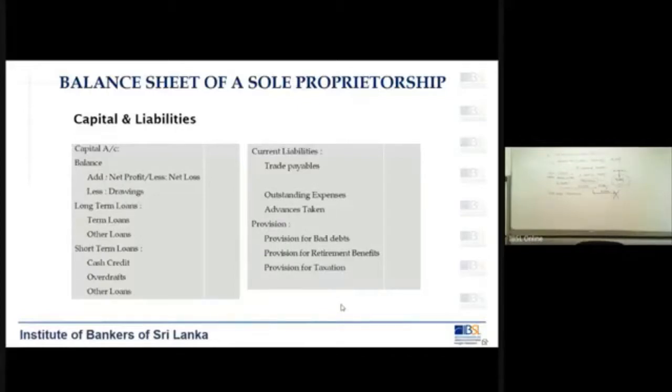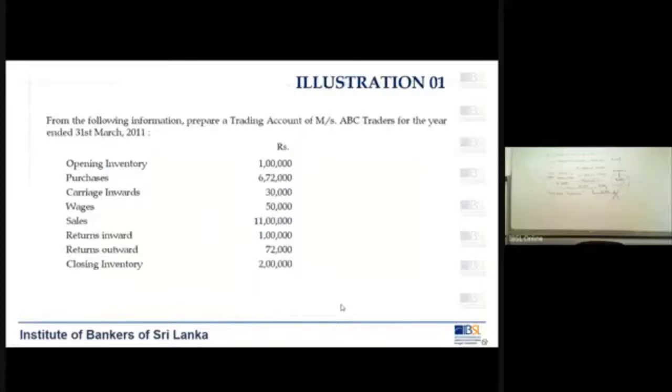Okay, right. Now let's look at the question that I have given there. What does it say? Can you all go through the question?